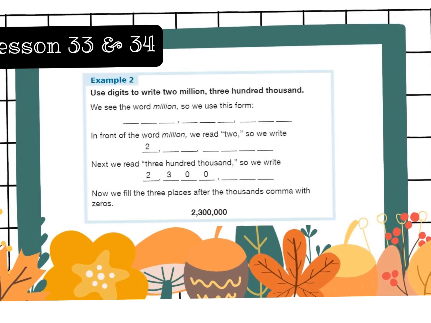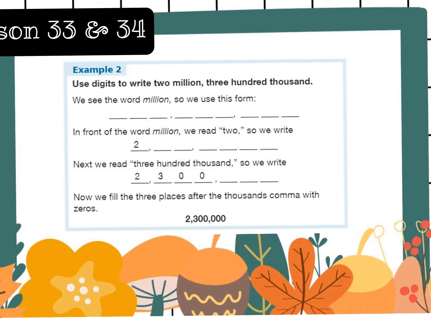Our first example says, use digits to write 2,300,000. So where would I put 2 million at? Look at my place value chart above the board up there. Okay, not after the decimal. Just look at ones, tens, hundreds, thousands, 10,000s, 100,000s, millions. Where's the millions place? Show me, Isaiah. Go point. Tell me where to put it.